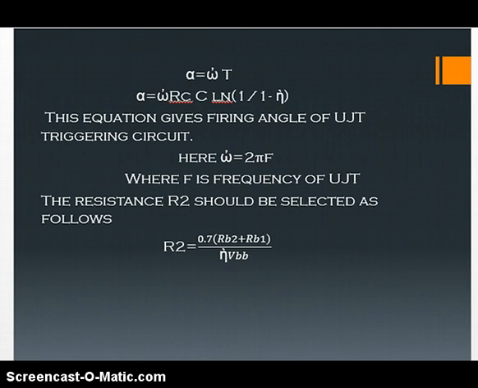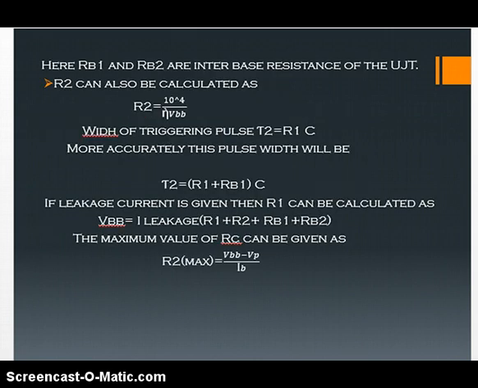The resistance R2 should be selected as follows, that is R2 equals 0.7 into the bracket RB2 plus RB1 divided by eta VBB. The resistors RB1 and RB2 are the interbase resistances of the UJT. R2 can also be calculated as R2 equals 10 raised to 4 divided by eta VBB.